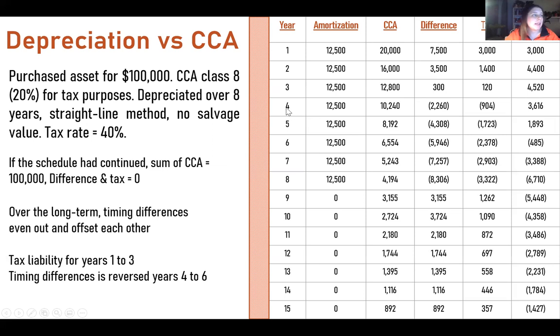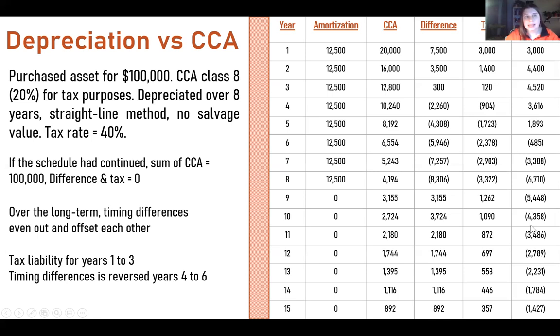What's going to happen in year 4 is, well, my depreciation now is higher than my CCA. So I want to come and reduce my liability. So I'm going to reduce this by $904. So now I have a tax liability of $3,616. What happens in year 6 here is that you completely reduce your tax liability. So it becomes now a deferred tax asset.